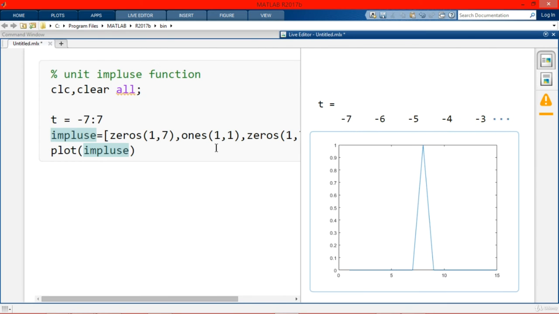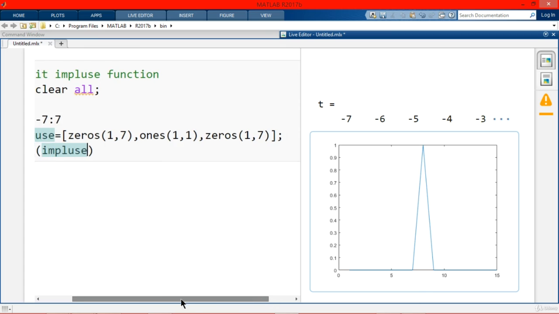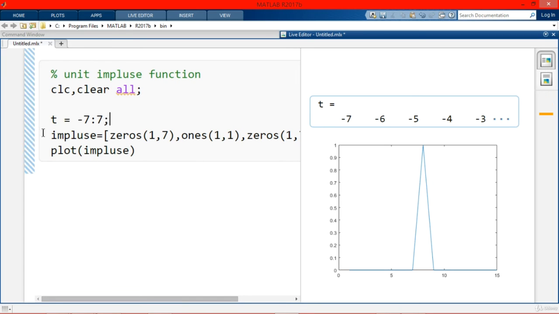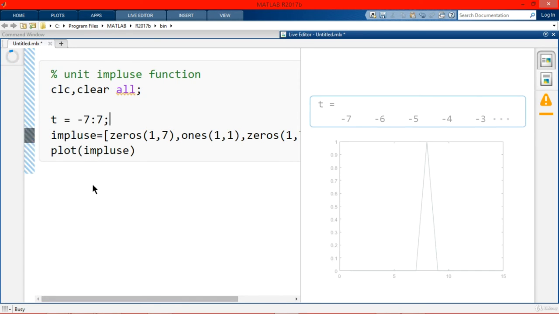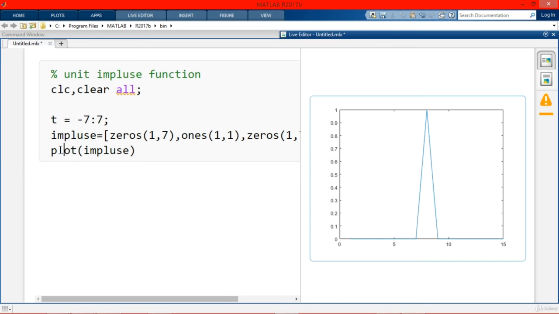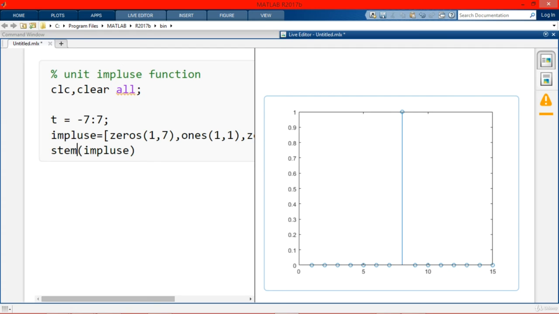So the output looks like a triangular wave, but it is due to the fact that MATLAB by default interpolates all the sample values for the better display. So let's use the stem command instead of plot. Now we are getting a proper unit impulse function at t equals 0.